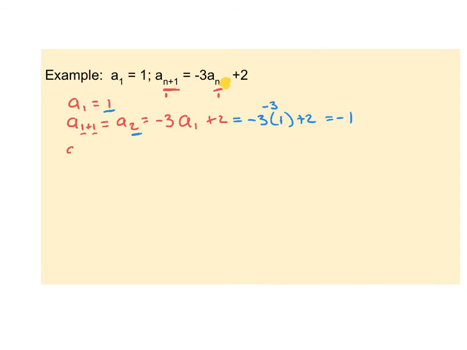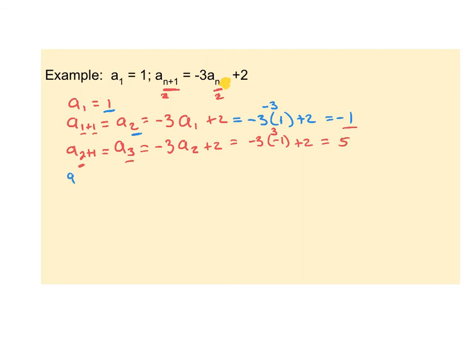To find my third term, I'd have to do 2 plus 1, so n would equal 2, and that would give me the third term. So that would be negative 3 times a sub 2, because remember, now here my n is 2. So that means I'm going to put a 2 in place of n to get this 3, and a 2 in place of n there. So plus 2. So that'll be negative 3 times my answer from before, which is negative 1, plus 2. Well, negative 3 times negative 1 is a positive 3, plus 2 is equal to 5.